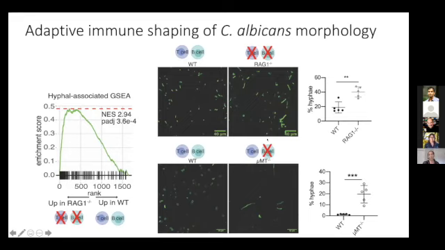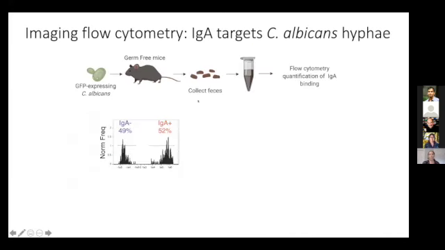B cells are, of course, the cell types that are responsible for producing antibodies. So we next asked whether IgA responses may have a role in selection against hyphae. We set up an experiment very similar to the one I showed you prior, where we monocolonized mice with GFP expressing Candida albicans and used flow cytometry to quantify IgA binding of the fecal Candida. But instead of a regular flow cytometer, we got to use this really neat imaging flow cytometer in which we could actually take a peek at the morphology of the Candida cells in both the IgA positive and negative populations.